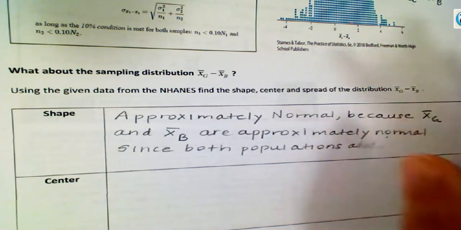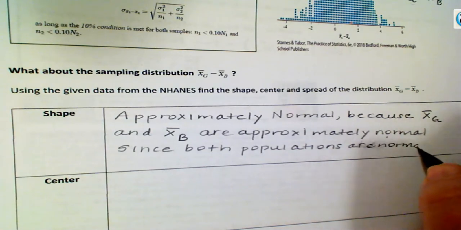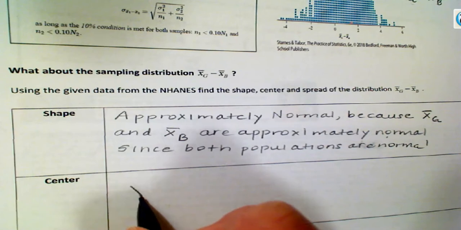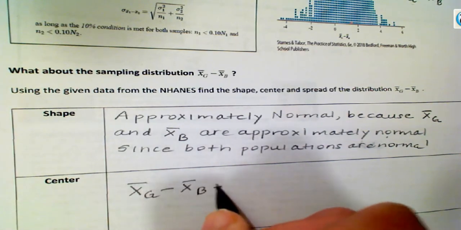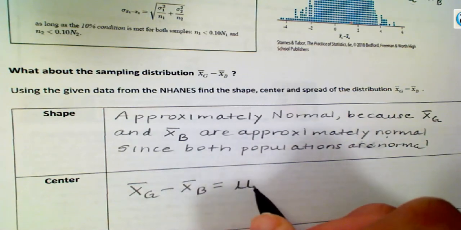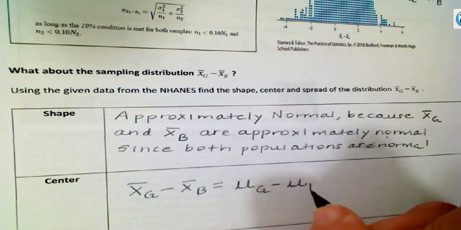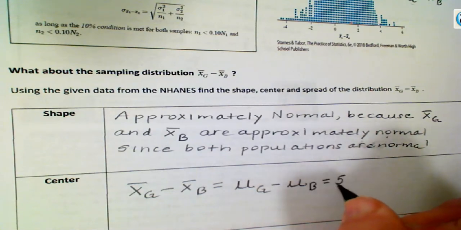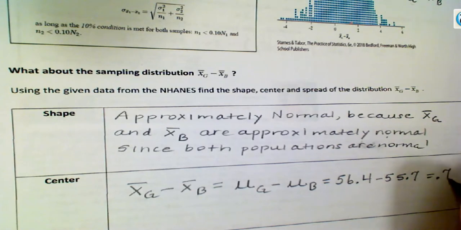All right, the center is going to be your mean. So x bar g minus x bar b, the difference of the means, is equal to the mean of the girls minus the mean of the boys. That would be 56.4 minus 55.7, which gives us 0.7.